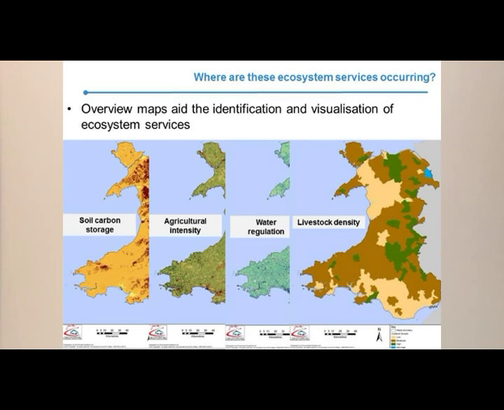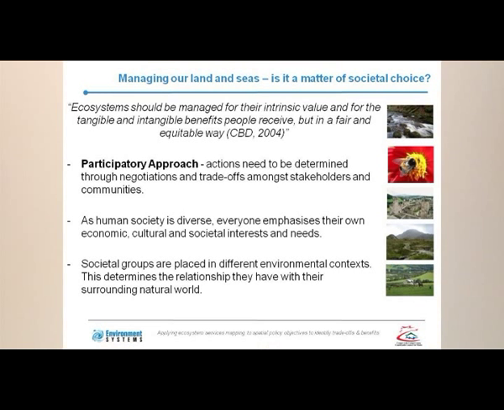So looking at livestock density, you can see that the scale of the mapping's gone up, because Wales is actually just a small component of a larger whole. So the whole idea of these initial data layers was to have them as basic searchable layers which could be referred to by policymakers for them to get an idea of the different services being offered by the land of Wales. So managing our land and sea, is it a matter of societal choice?